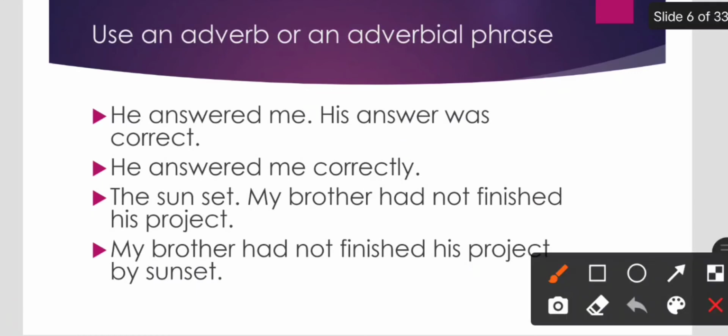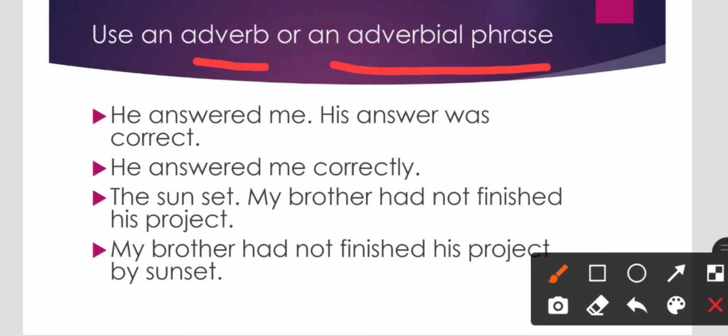Next way is to use an adverb or an adverbial phrase. You must have read about an adverb. An adverb is one of the parts of speech. It modifies a verb, an adverb, and an adjective. It tells us when a thing is done, how it is done, where it is done, why it is done. It also tells us about condition, concession, reason. So there are different kinds of adverb.